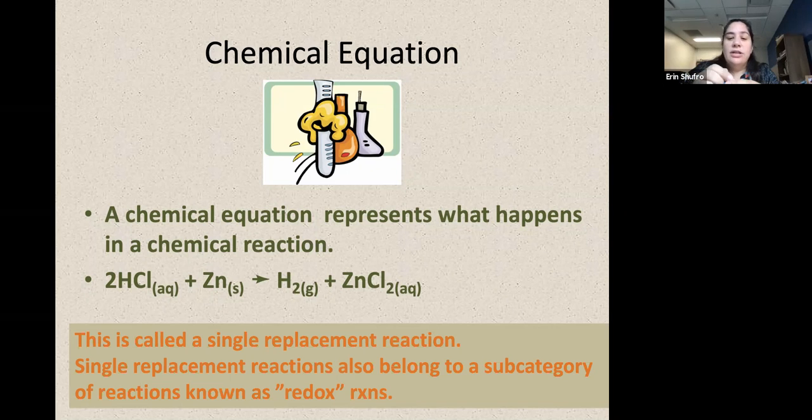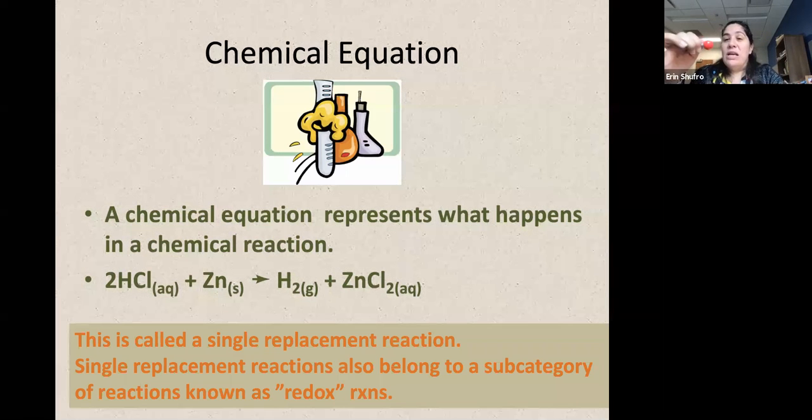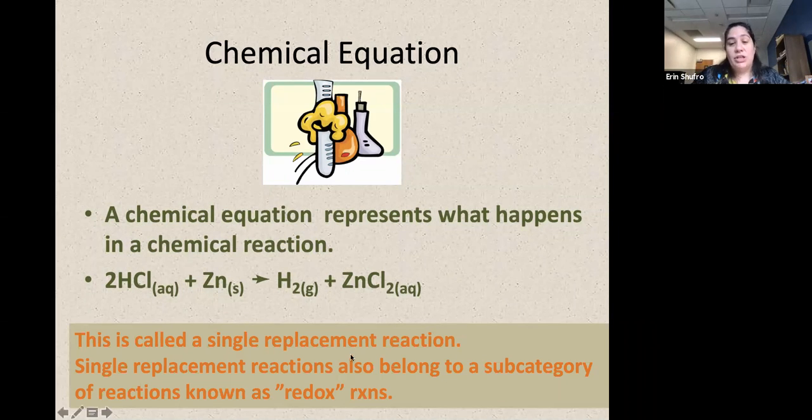Okay, we had a chlorine bonded to a hydrogen, and zinc off by itself. What happened was the zinc came along and replaced the hydrogen. So now the zinc and the chlorine are bonded together. This is called a single replacement reaction.